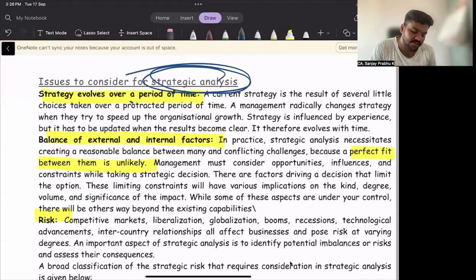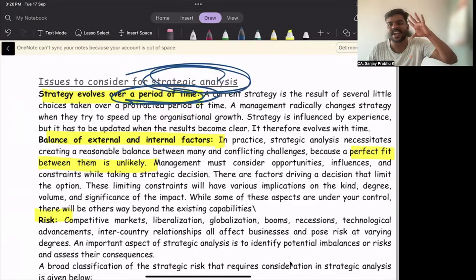First of all, strategy evolves over a period of time. See, there is no perfect strategy. There is nothing called a perfect strategy, and a perfect strategy can occur only after a long period of time. So strategy is a time-consuming process. It evolves over a period of time. A current strategy is nothing but the result of several little choices.